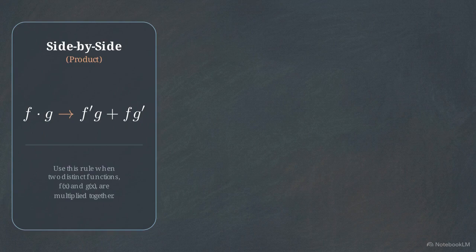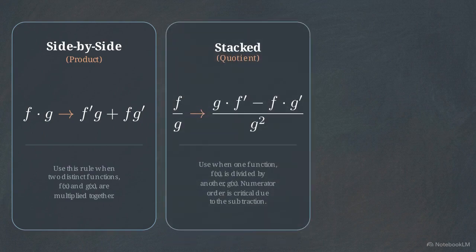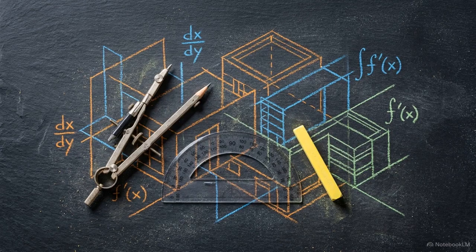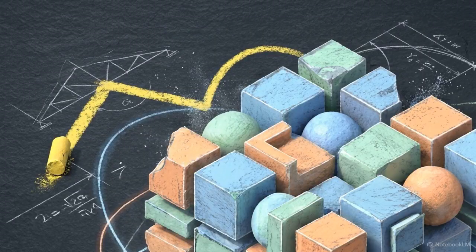Let's lock in the blueprints. When you scan a complex equation, look for one of 3 structural patterns. If the functions are side by side, apply the product rule. If the functions are stacked as a fraction, reach for the quotient rule, following the required subtraction order in the numerator. If one function is trapped inside another, apply the chain rule, working from the outside in. Differentiation is a matter of architectural analysis. Identify the structure, select the corresponding rule, and execute the steps.